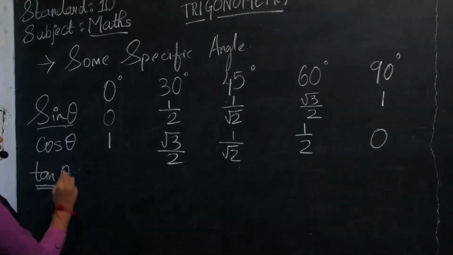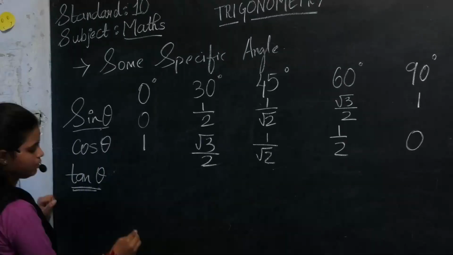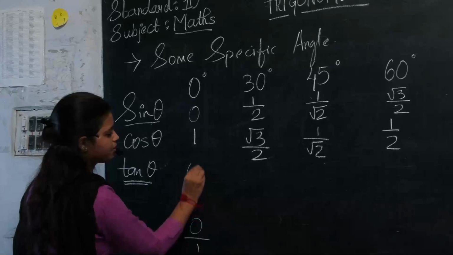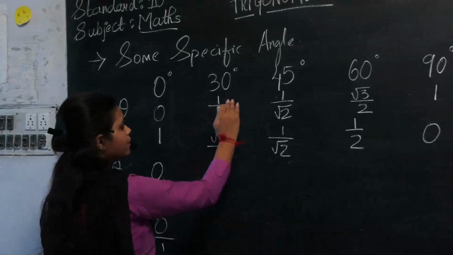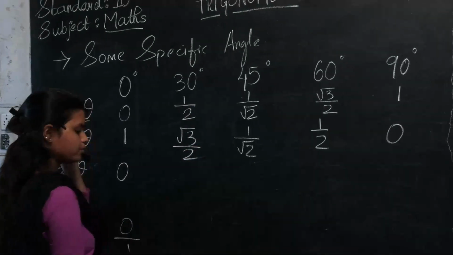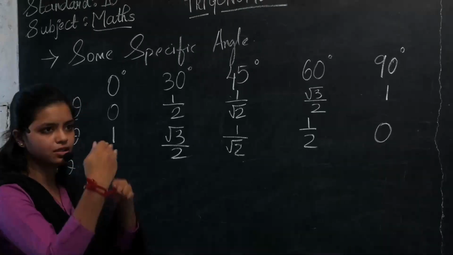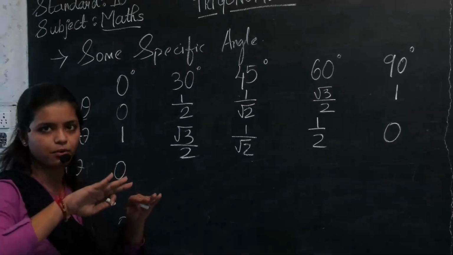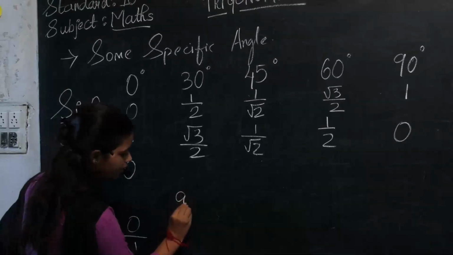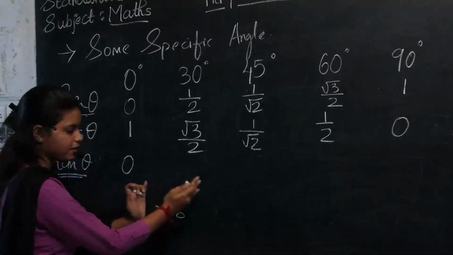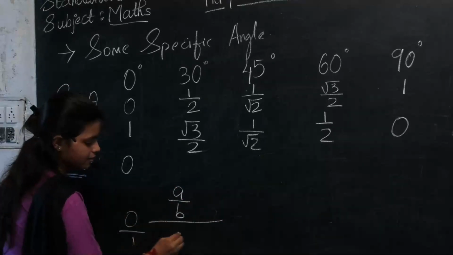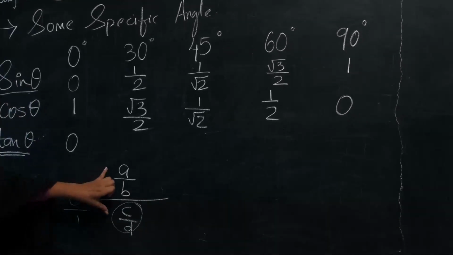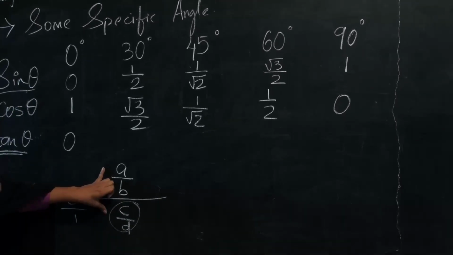Okay, now divide sine upon cos. We'll divide roughly. 0 upon 1 means 0, because the numerator is 0 itself. Okay. 1 upon 2 upon root 3 upon 2. Now you know very well that when we divide fractions, the denominator will be reciprocated. For example, a upon b is the numerator and c upon d is the whole denominator, right? Now to solve this, how will we do it?